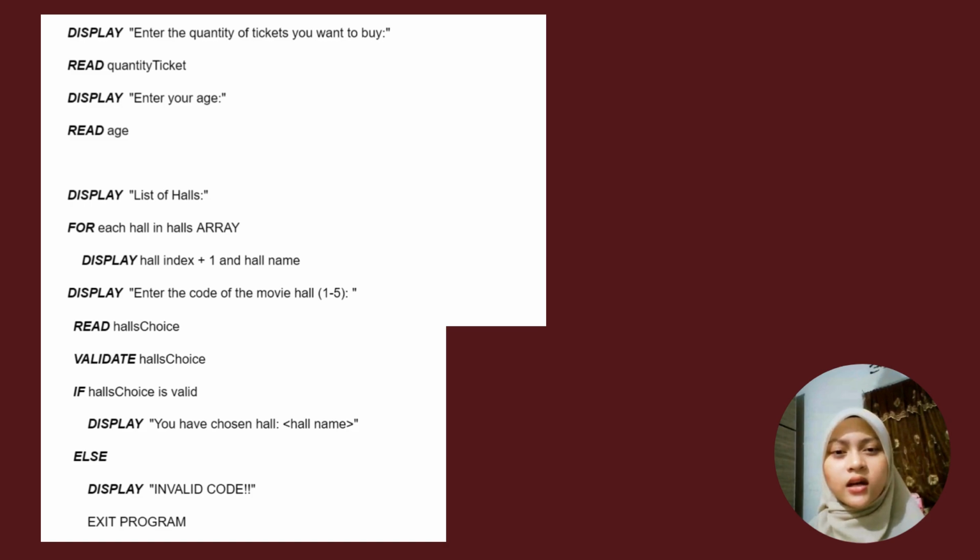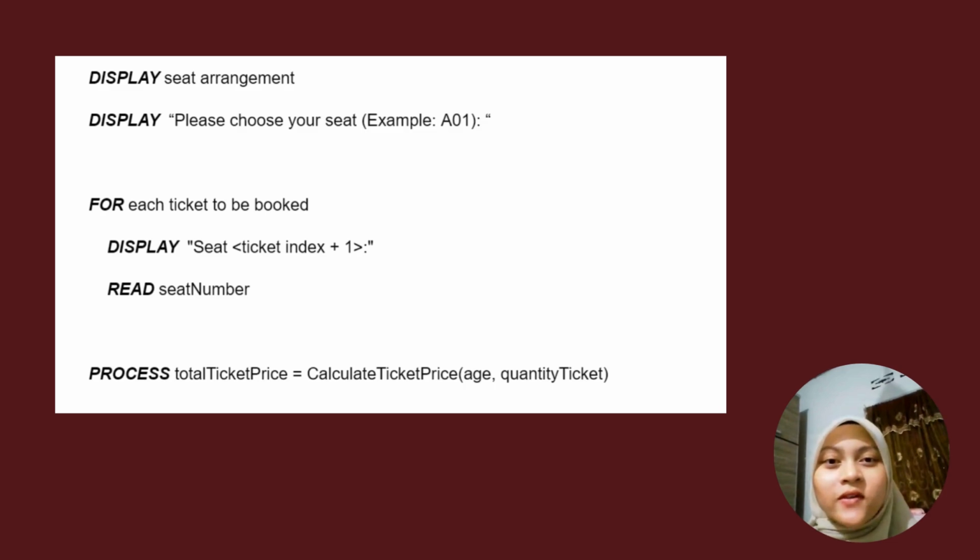The halls are named after A, B, C, D, and E. And just like the movie choice, if the user enters the wrong code, the program will end. For the next step, our program will display the seating arrangement we set in the source code, asking the user to choose the seat based on the quantity of tickets they book.